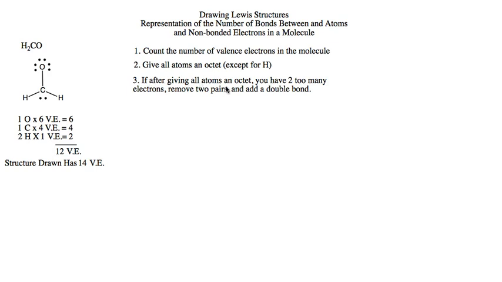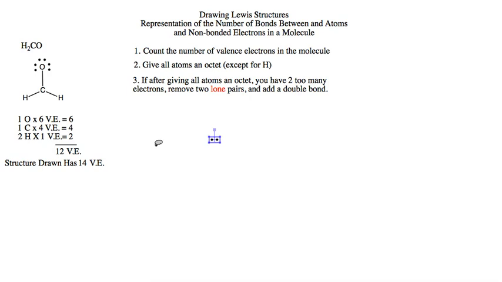If after giving all atoms an octet, which we did, you have too many electrons, which we do, remove 2 pairs, and that should be a little bit more specific. It should say remove 2 pairs of unshared electrons, or 2 lone pairs, and add 1 double bond. So that's what we're going to do here. I'm going to remove a lone pair from here. Let me just take it and move it over there. I've removed 2 electrons, so now I have a total of 12 electrons.